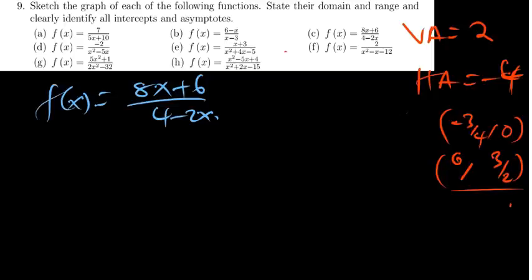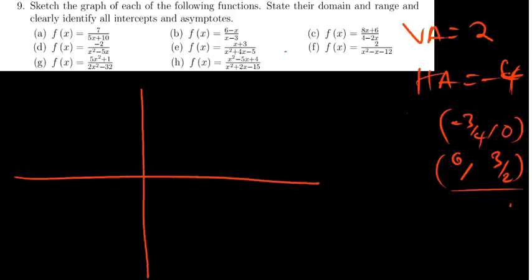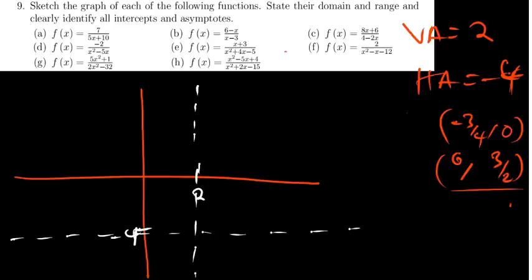Or let me just do this. I'll have this at 2. That's where I have my vertical asymptote, so it has to cut there. Okay, then the horizontal asymptote is at -4, so I'm going to put -4 here. That is my horizontal asymptote.